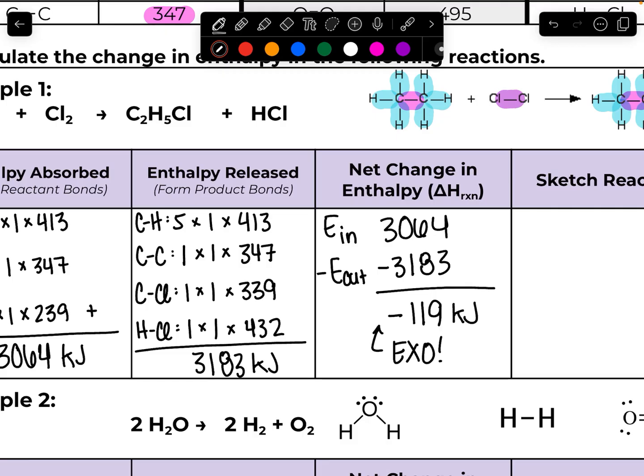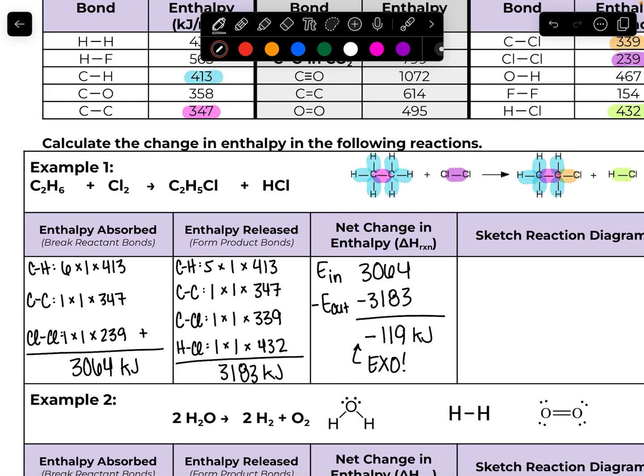So when we solve for this delta H reaction, this can now go into our thermochemical equation. I could write plus 119 kilojoules at the end of this to show this is an exothermic reaction, and specifically that much energy will be released when the reaction occurs.